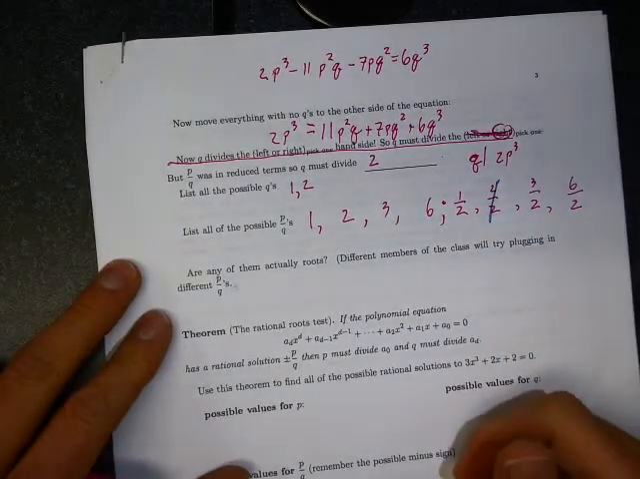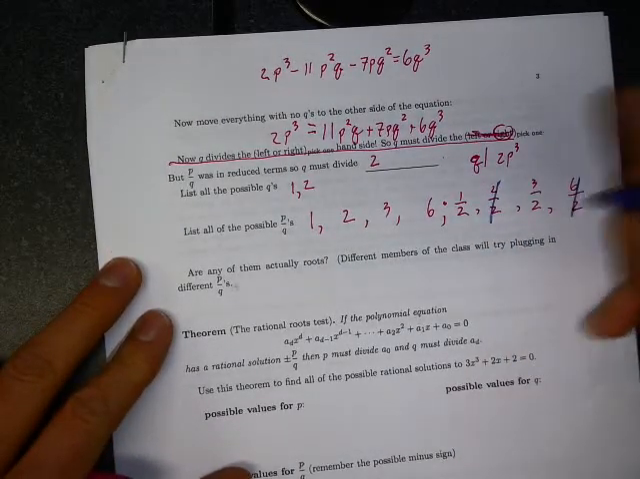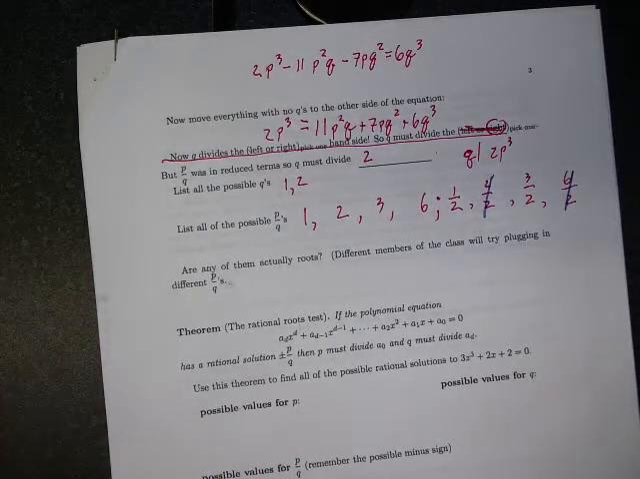Two over 2 is 1, and we already said 1. 6 over 2 is 3, we already said 3. And in fact, there's something that we forgot about as we did this. 2 can be written as 1 times 2, so that's why 1 is a factor of 2. But 2 can also be written as negative 1 times negative 2. So there might be some negative signs floating around.